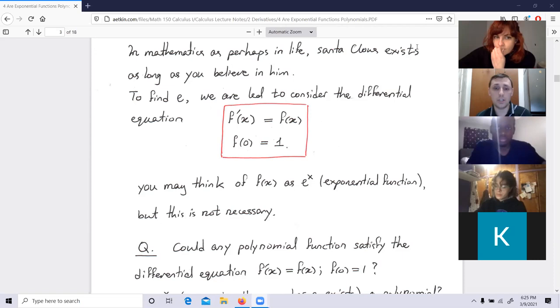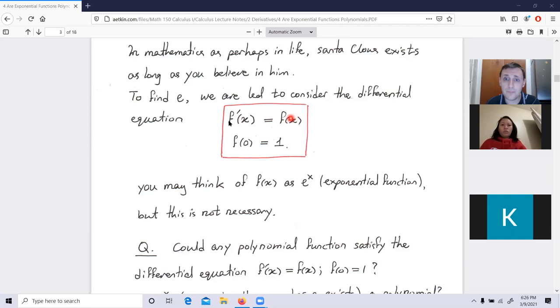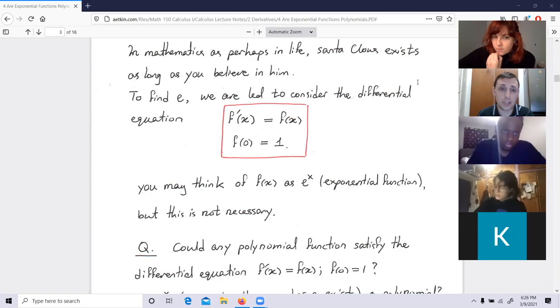Now, is a function whose derivative is not changing it a polynomial? For that, you need to know something about polynomials. How would you investigate? This function is not changing under derivatives. You agree? Take the derivative, it's not affecting this function. So naturally, you can ask, does derivatives affect polynomials? Do they change them?